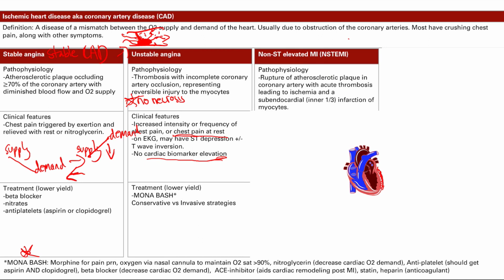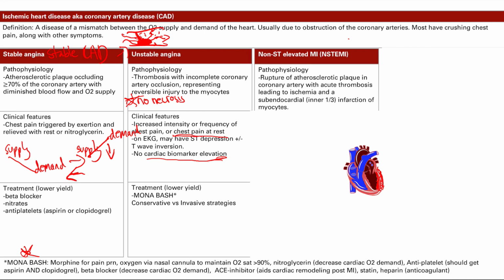What's going to die first? What's going to die first is the part of the cardiac wall that's farthest away from the coronary arteries. So this part. This is a 1/3 of the subendocardium. It's going to die first. And when that 1/3 dies, it's called NSTEMI, okay?